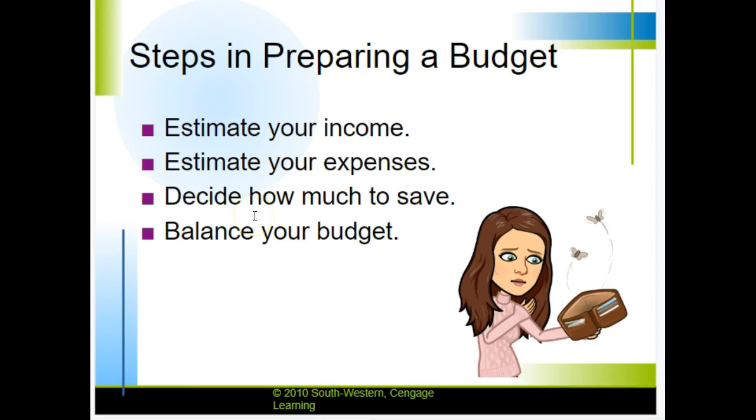You want to decide how much you want to save. Although Evan saved $100 at the end of September, the actual recommendation is that you put your savings away in the beginning, right after you get your check, so you're not tempted to use it. And then you want to make sure that everything is balanced, meaning what's going out is equal to what came in. You're not overspending.